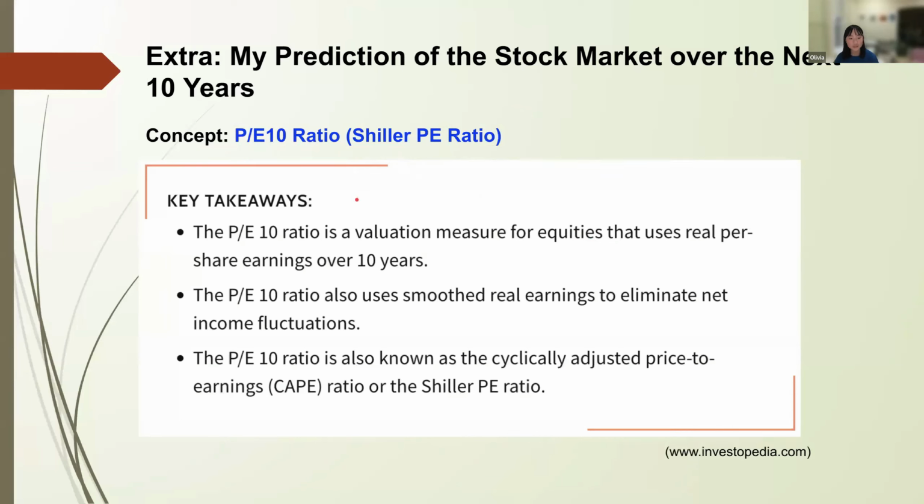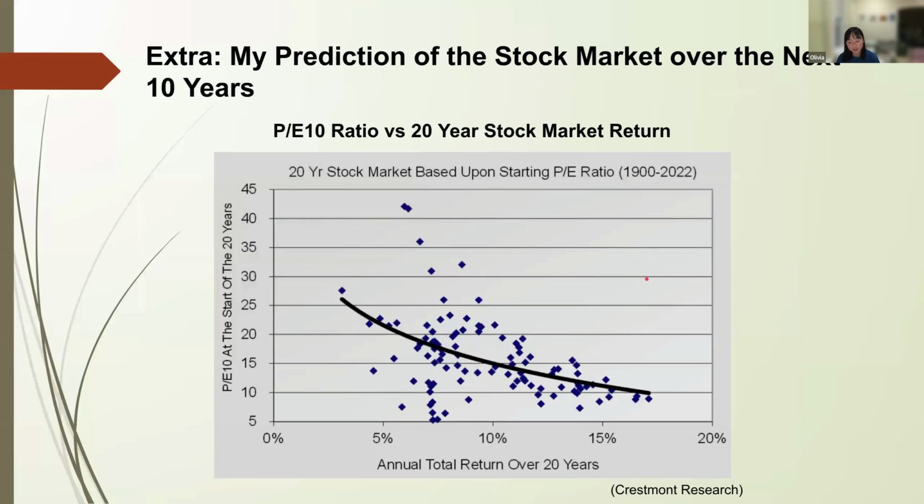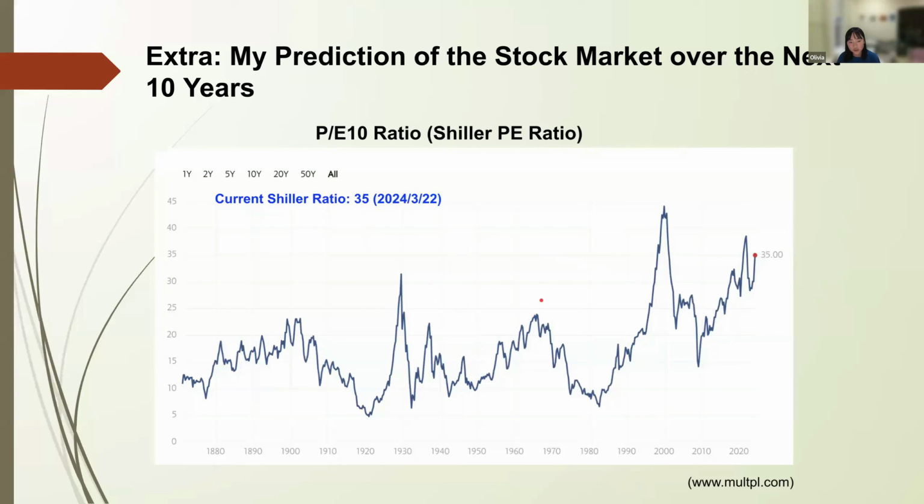Okay. Well, the P/10 ratio is a valuation measure for equities that uses real per share earnings over 10 years. The P/10 ratio also uses smoothed real earnings to eliminate net income fluctuations. And the P/10 ratio is also known as the cyclically adjusted price to earnings, or CAPE ratio, or the Shiller PE ratio. So basically, it's like a smoother valuation method for a stock or an index or the market.